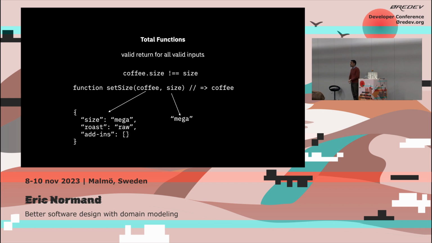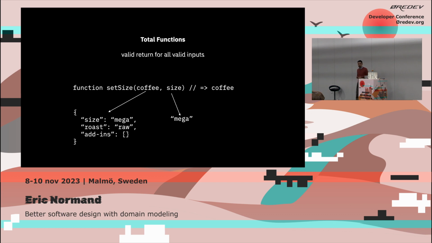Another choice that we have is to restrict the argument types. So we have this restriction that says coffee.size can't be equal to the size. Some type systems let you do that, which is pretty cool. You could even have a compiler error if you violated that. Some you would have to put in a precondition. It's restricting the argument types.